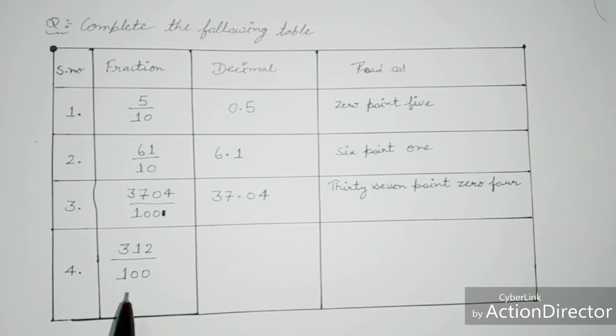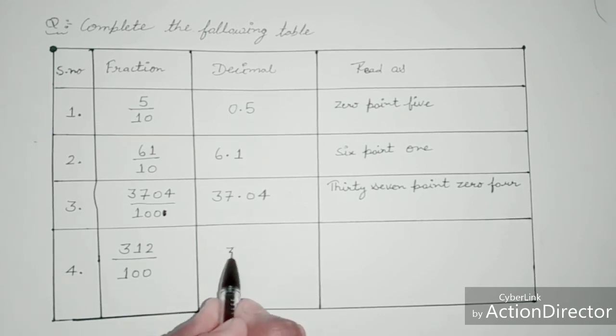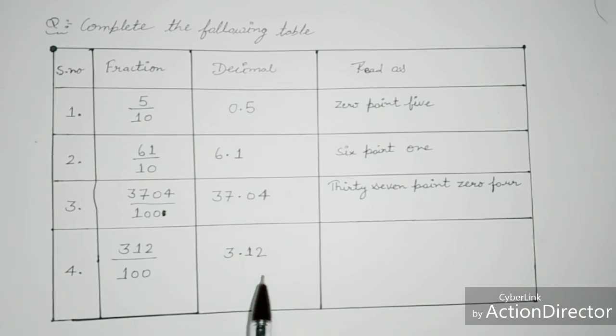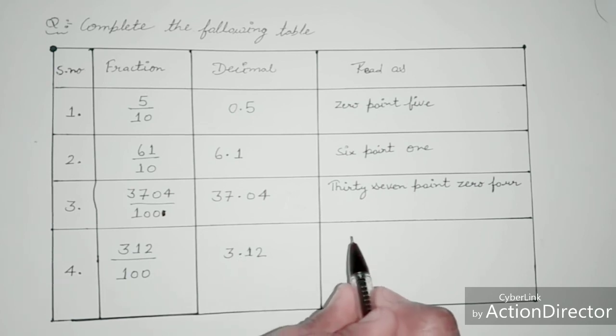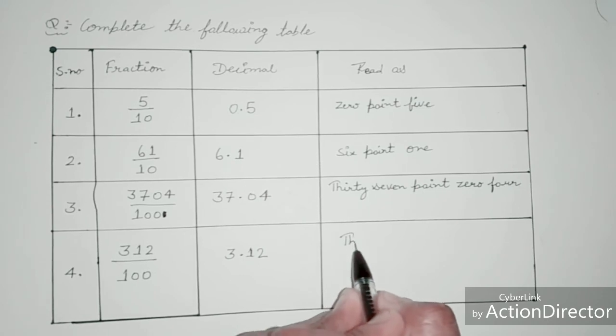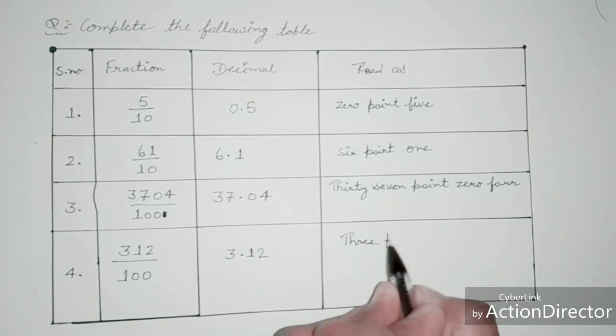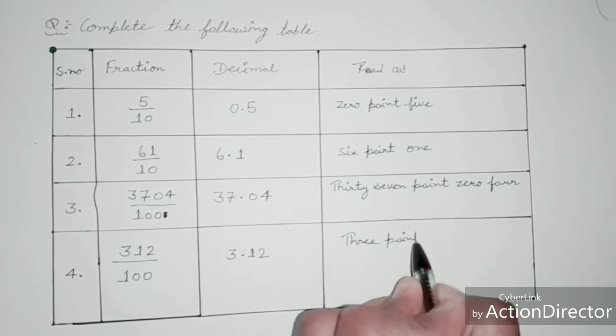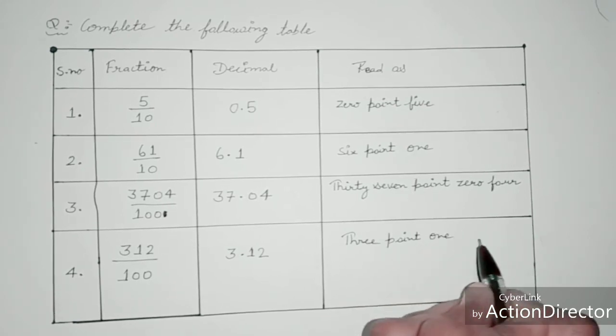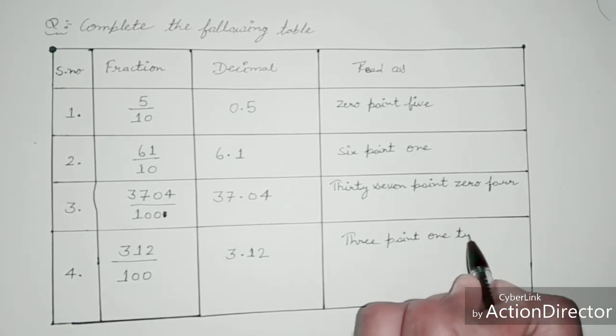Now here in the denominator this number has two zeros, so we put the decimal point before two digits and count from the last, 1, 2, and we write this number as 3.12.